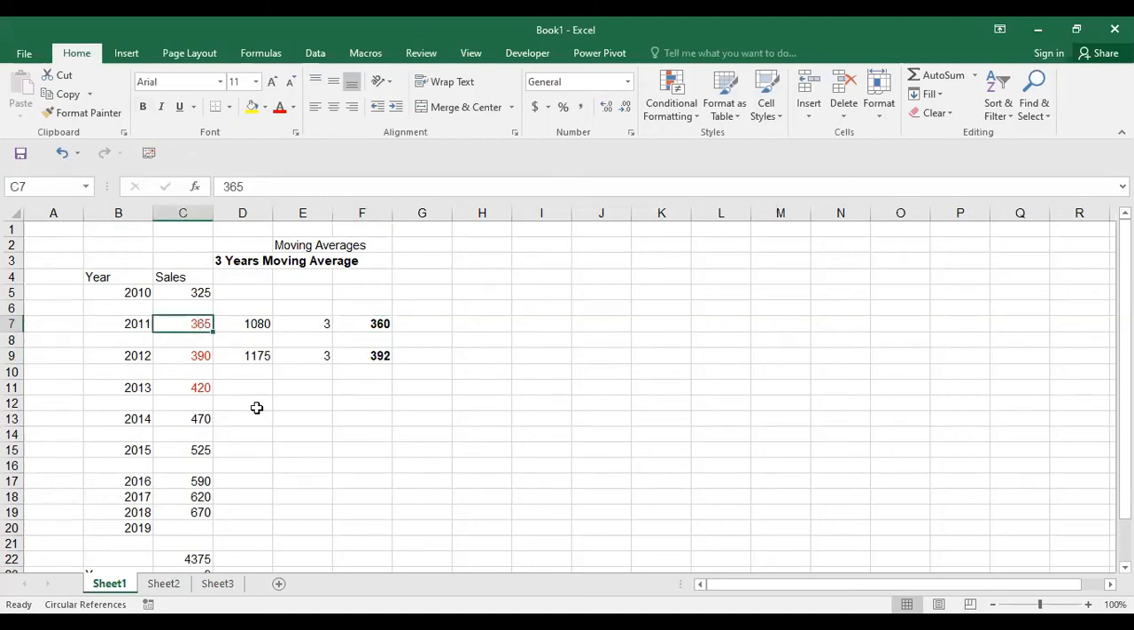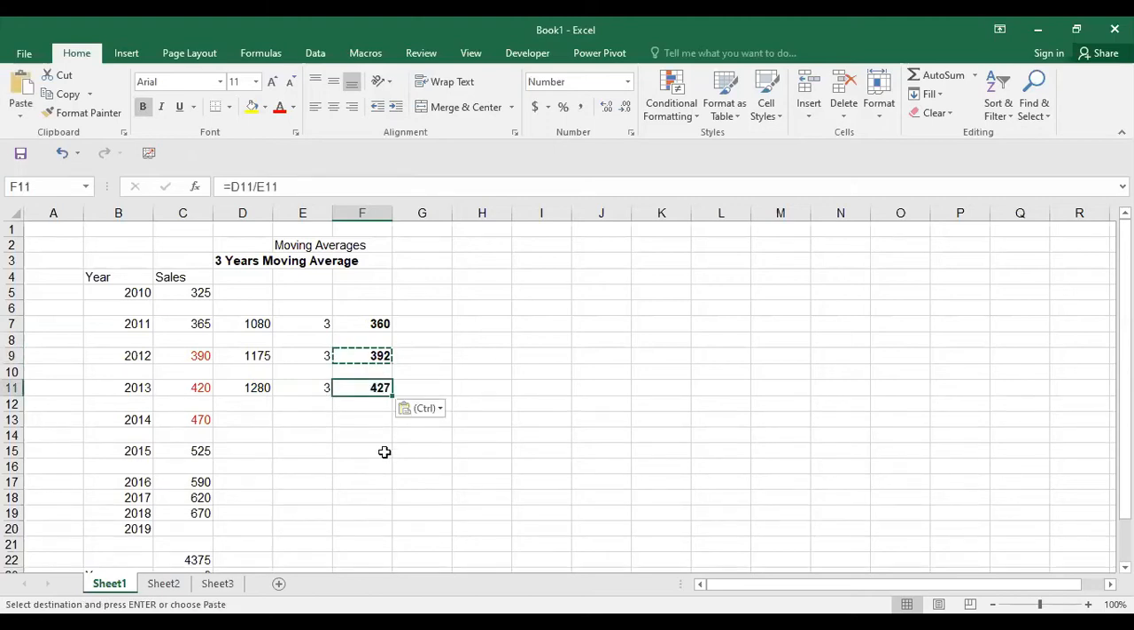So now the next step is that you ignore this 365. This value you ignore, and you add one more value from below. And when you add a value from below, now you take an average of this one plus this one plus this one, and again you divide by 3 and calculate an average. So this 427 does not include the old data belonging to 2010. This 427 is just an average of the last 3 years.